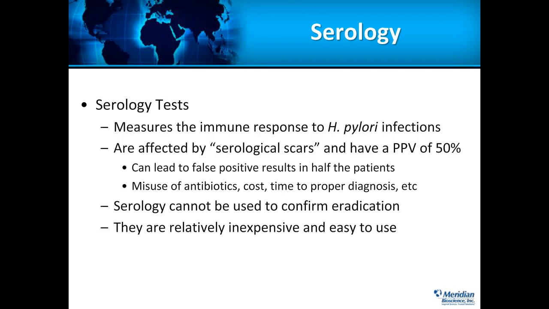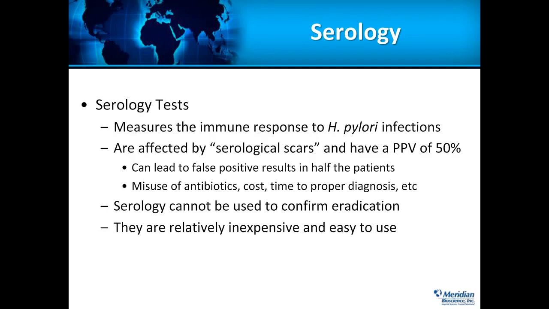And this is true of H. pylori as well. Patients become infected, they're treated with antibiotics either to treat H. pylori or to treat other conditions, but these antibiotics may have the effect of eradicating H. pylori in these patients. But the patients will remain positive on serologic testing, and if we were to rely on serologic testing, we would end up treating these patients unnecessarily for H. pylori. The positive predictive value of a serologic test is only about 50%.